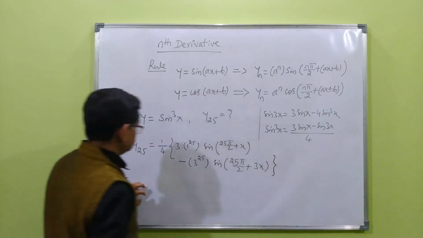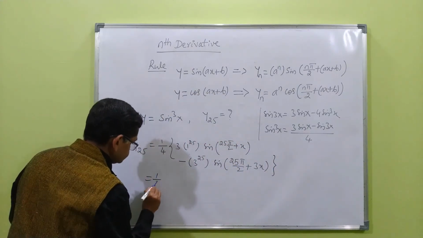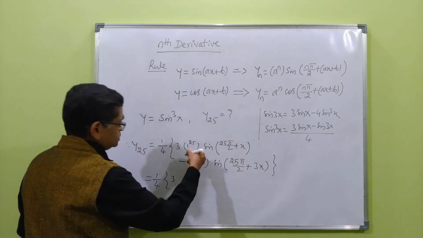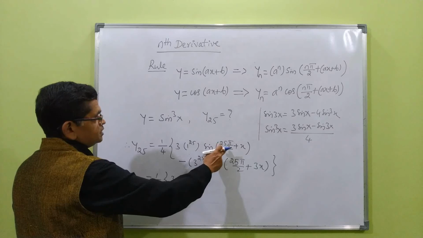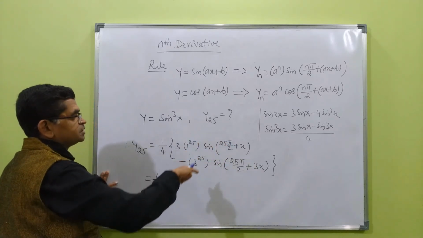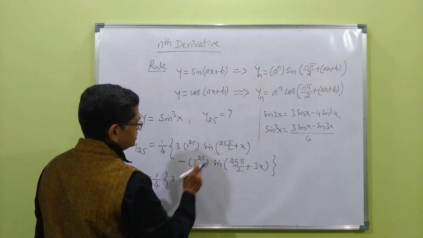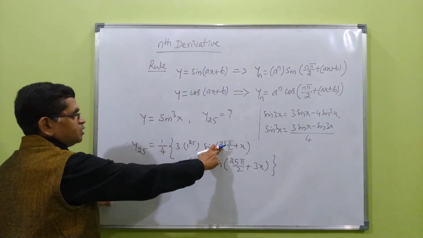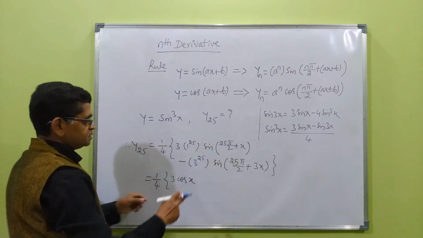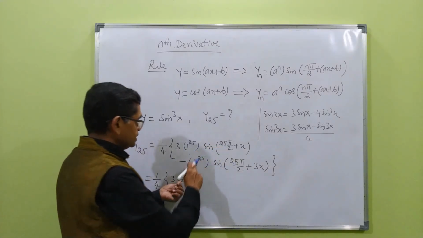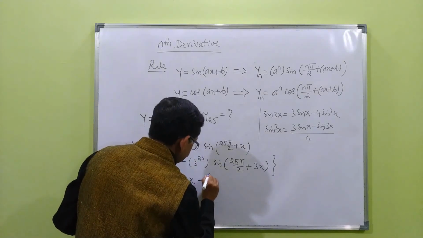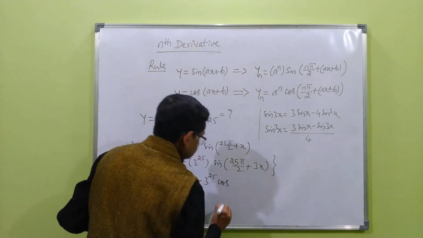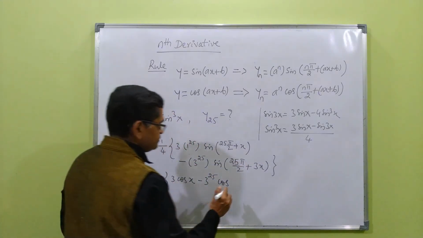Okay, now 1 by 4 into 3 into this is 1, so 25π by 2 is second quadrant, that is sin x means cos x it is, because due to this odd number sine changes to cos, and minus 3 to the power 25, this also changes to cos and sign remains as it is, 3x.